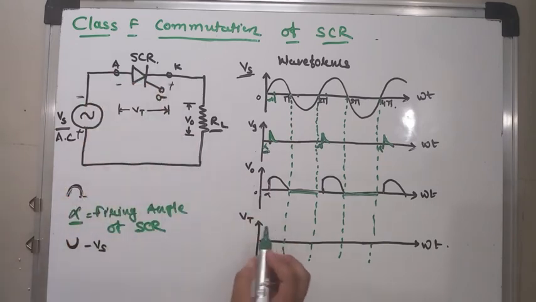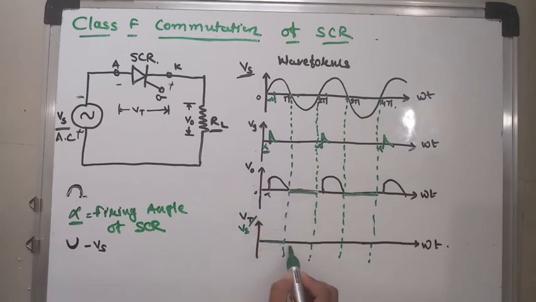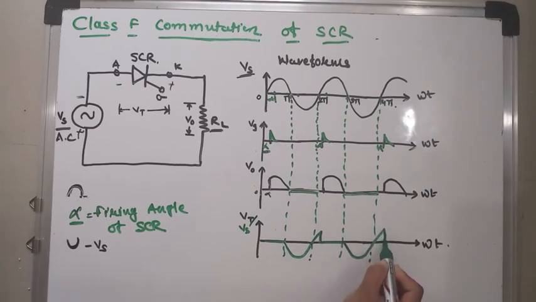You can write VS also, the voltage across the SCR. So the voltage across the SCR is like that. When the SCR is in the on state, at that time there is no voltage across it. When the SCR is in the off state, at that time the negative half cycle is seen across the SCR, then it is like that. Negative half cycle, it is the voltage across the thyristor.